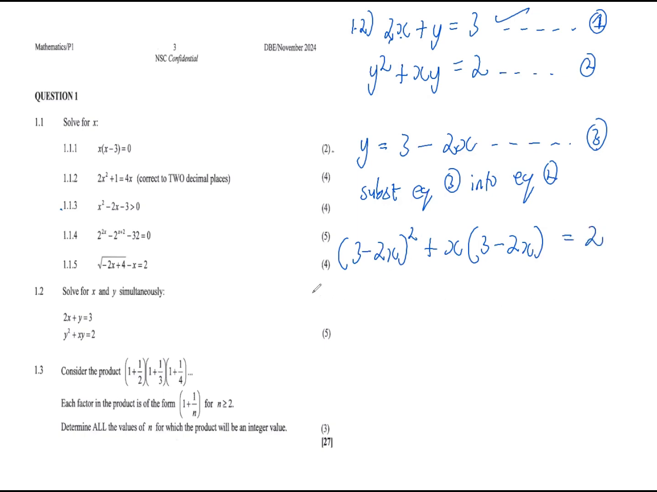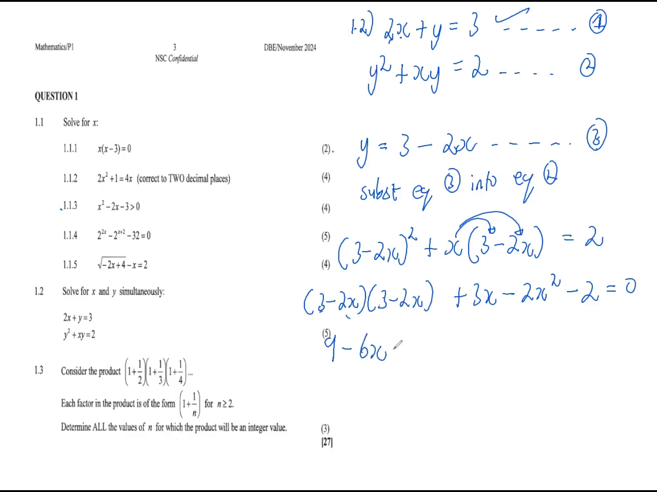Now, obviously, the square here means that I have to expand this: (3 minus 2x)(3 minus 2x). Here I can just multiply inside by this x. I will have plus 3x minus 2x squared. Then let me just transpose the 2 over to the side, minus 2 equal to 0. Now, 3 multiplied by 3, that's 9. 3 multiplied by negative 2x, that's negative 6x. Also here, we'll have negative 6x. And then here and there, I will have positive 4x squared. And then plus 3x minus 2x squared minus 2 equal to 0.